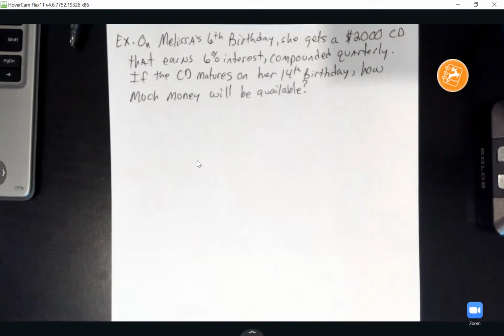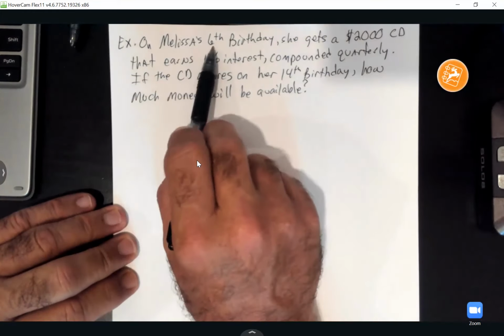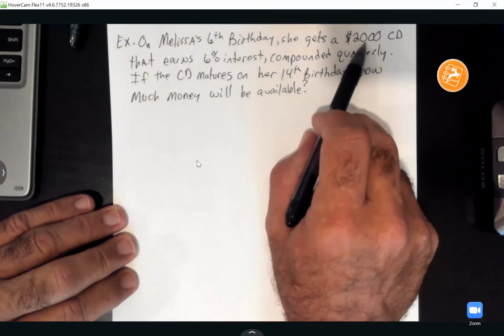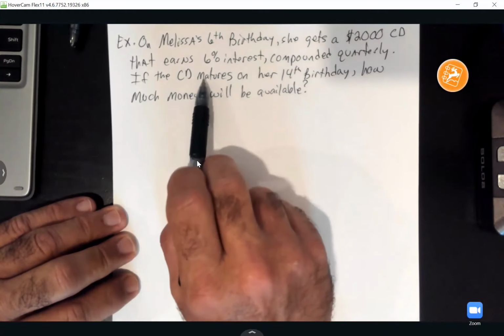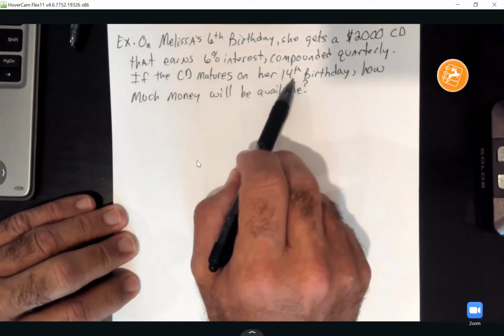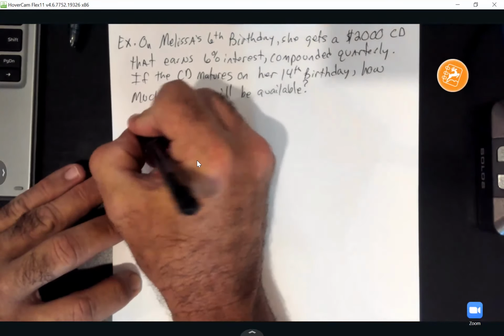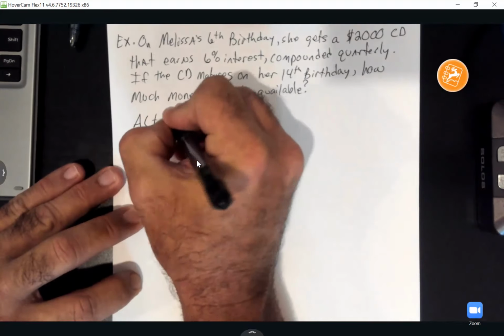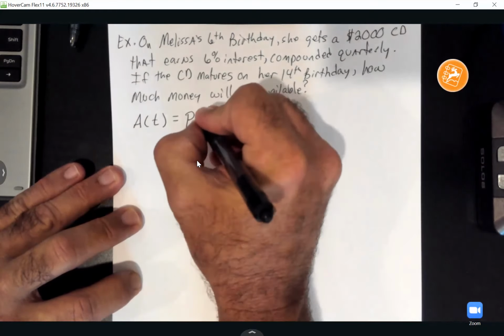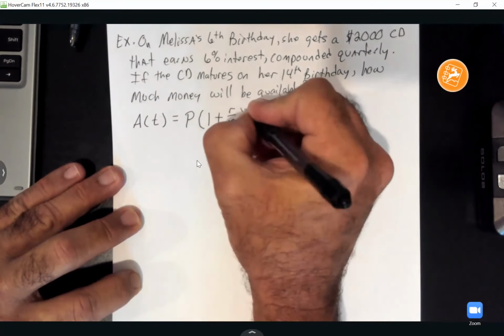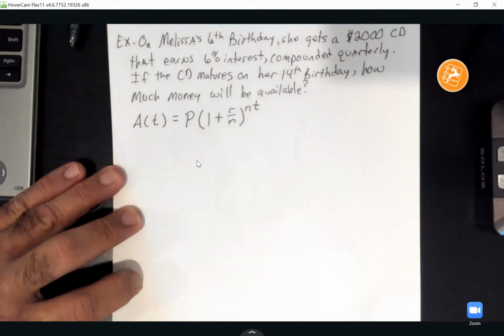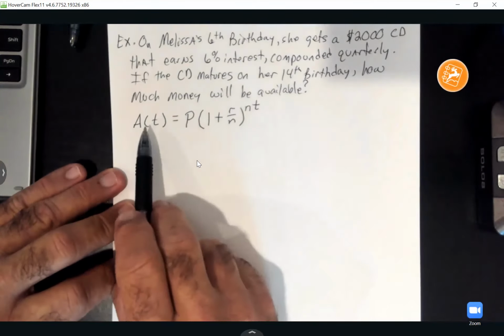So y'all, a CD is what they call it, what, a certificate of deposit. So here's the thing. On her 6th birthday, she got a $2,000 CD. Earned 6% interest, compounded quarterly. And they want to know how much will be in there if it matured on her 14th birthday. So we're going to go figure out. Now remember our formula, A of T equals P times 1 plus R divided by N, all raised to the N times T. But now we're actually looking for the amount.